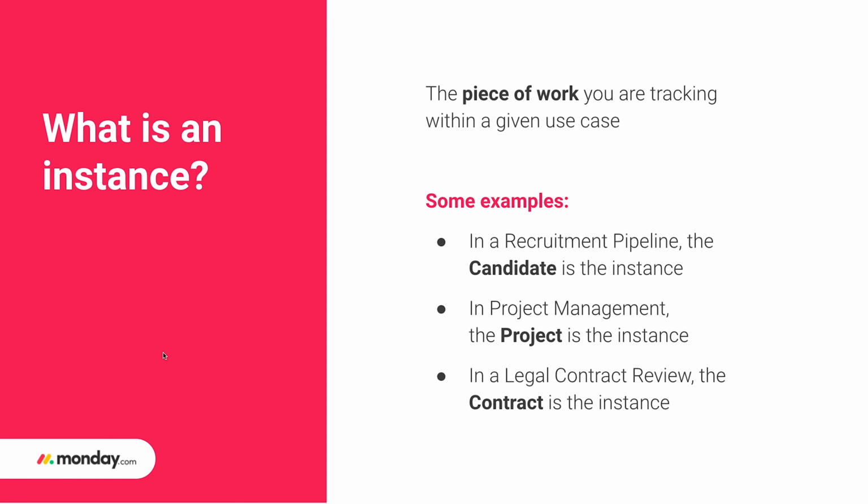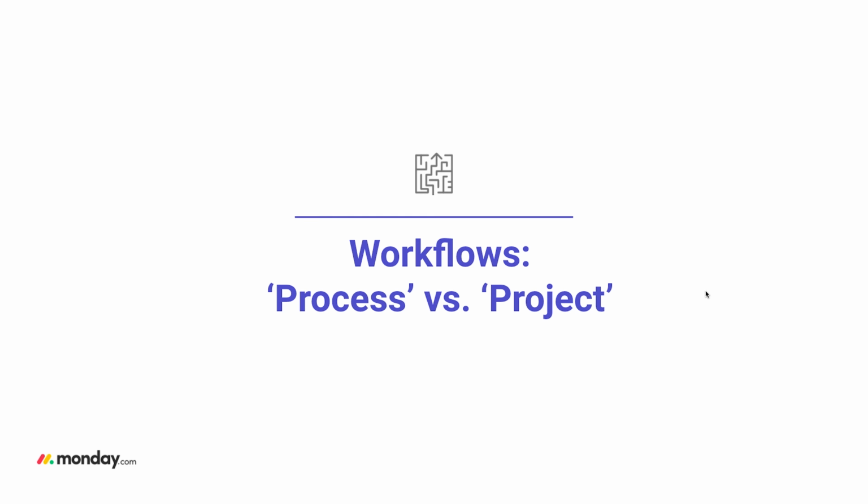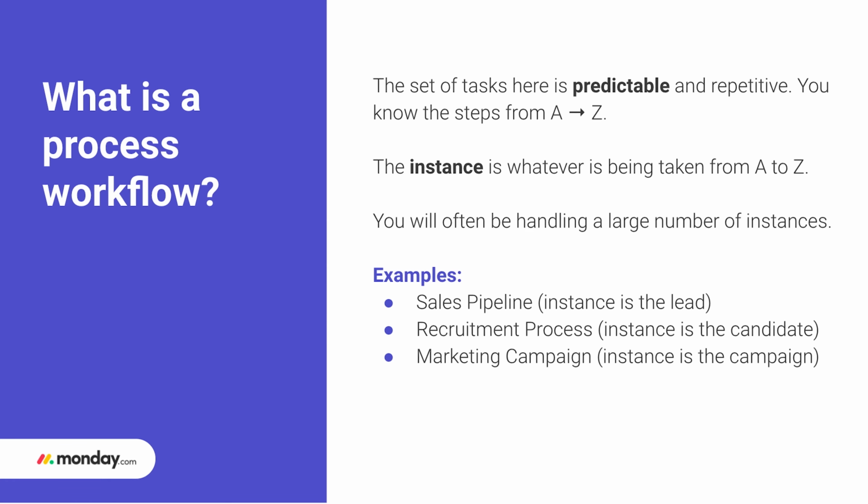All right, so now we're going to dive into that distinction between a process and a project workflow. So the first one we're going to chat about here is a process workflow. So what is a process? The set of tasks in a process workflow is predictable and repetitive. You know what's going to happen from A to Z. Of course, there can be areas where you deviate from A to Z. That's totally fine. But in general, there's some sort of template or some sort of process that you go through in order to fulfill that use case or that workflow. So again, some examples below.